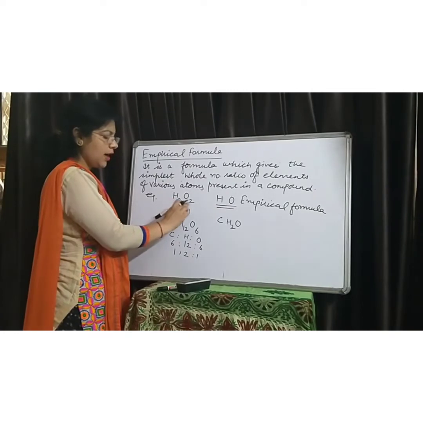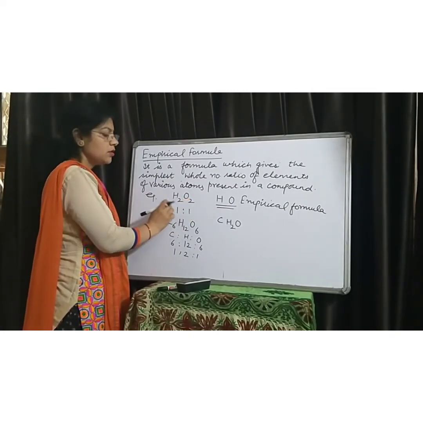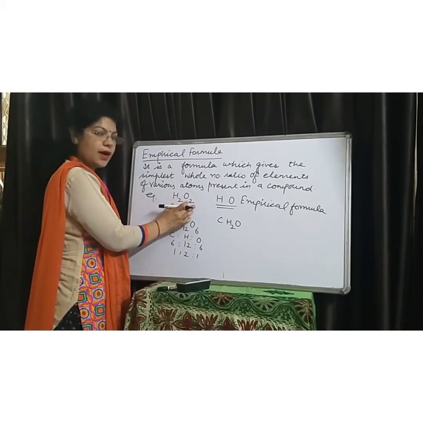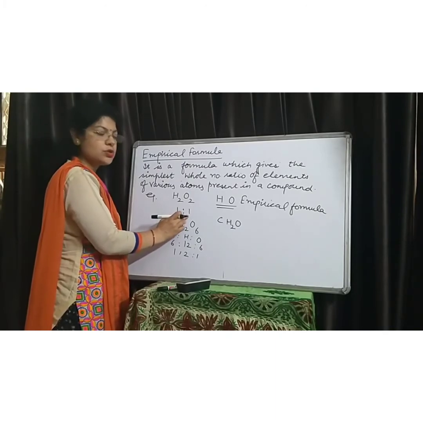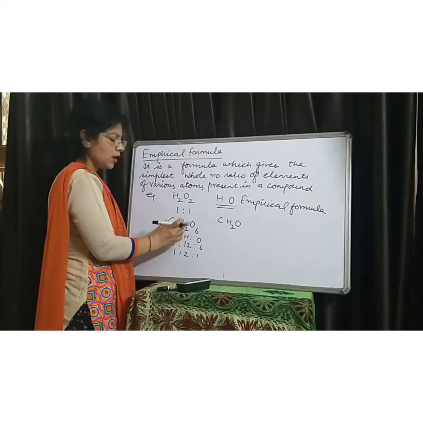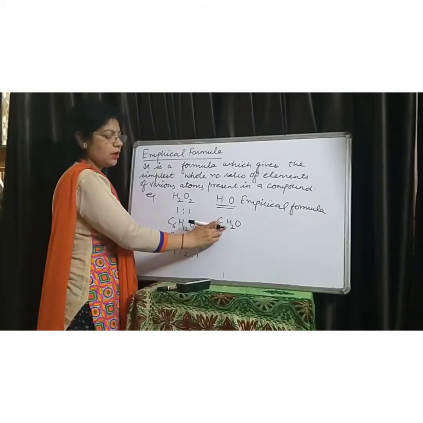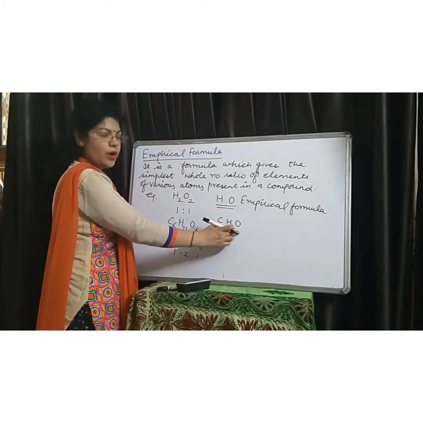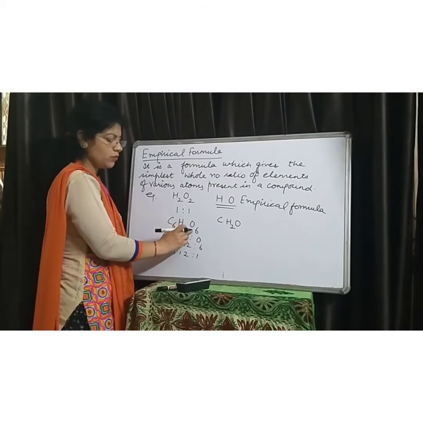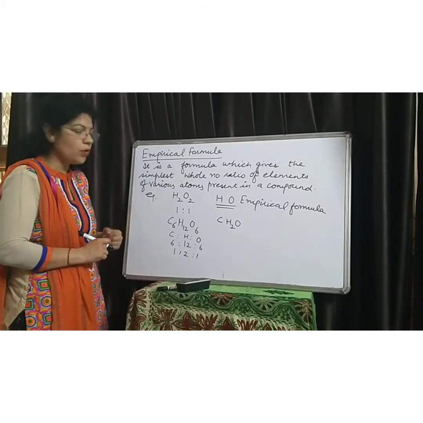See here, in hydrogen peroxide there are two atoms of hydrogen and two atoms of oxygen. Therefore, the simplest ratio of its atoms is 1:1. So its empirical formula is HO. Similarly, the empirical formula of glucose is CH2O, as the molecular formula is C6H12O6.